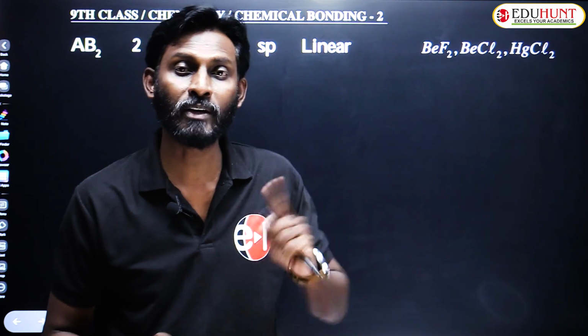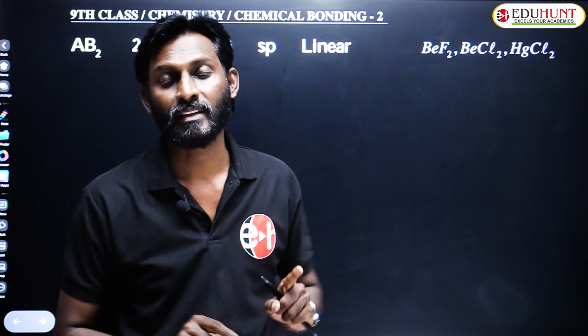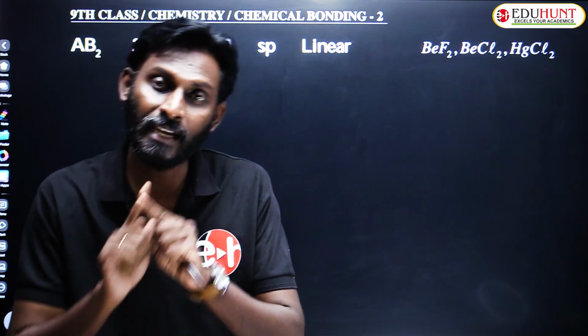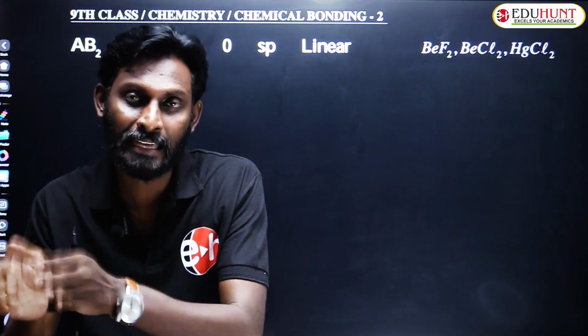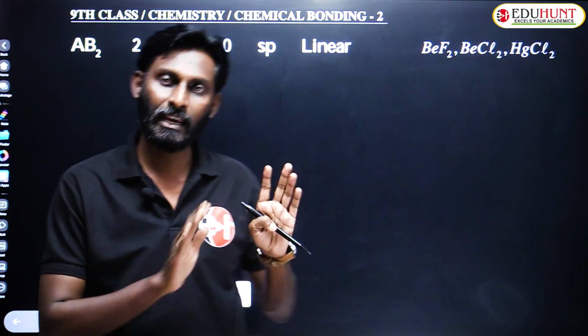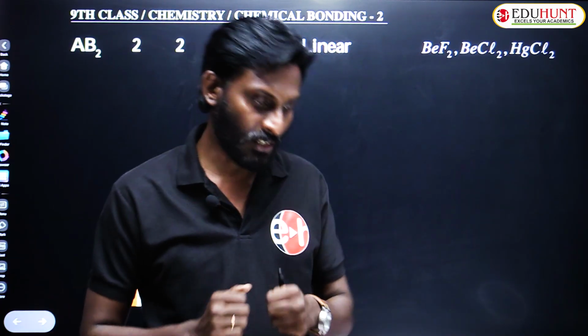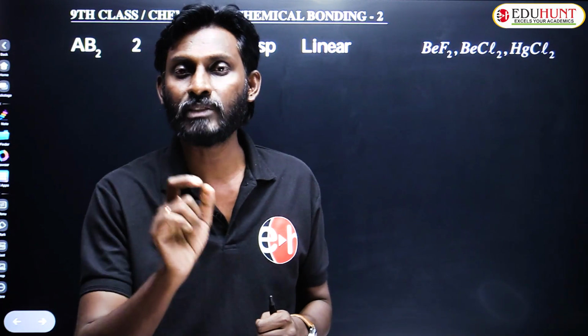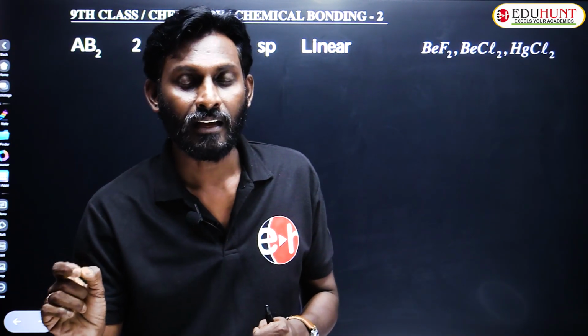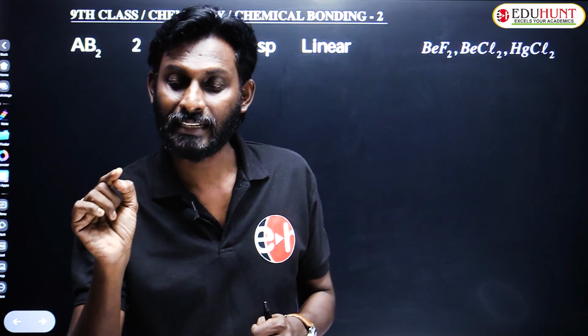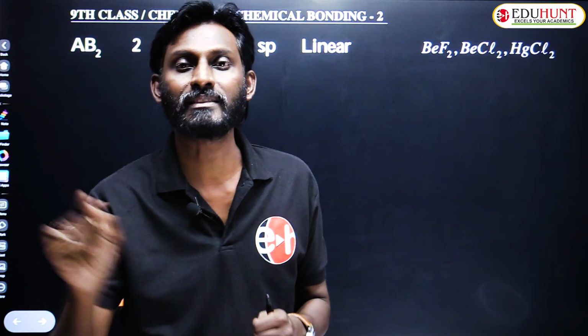That theory was proposed by whom? I explained in the previous class. Proposed by Sidgwick and Powell. First they proposed it, and later it was developed by two persons called Nyholm and Gillespie. Why, sir? What did they propose and what did they develop? See, initially Sidgwick and Powell said that there is a certain number of electron pairs around the central atom.